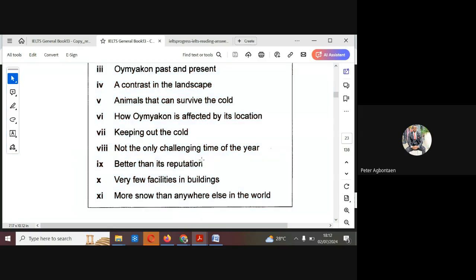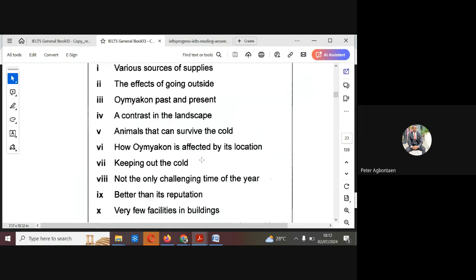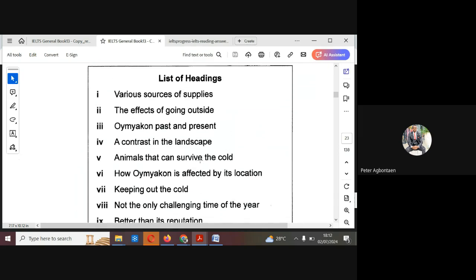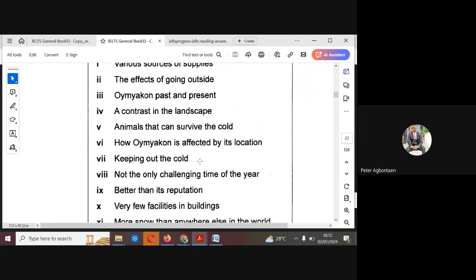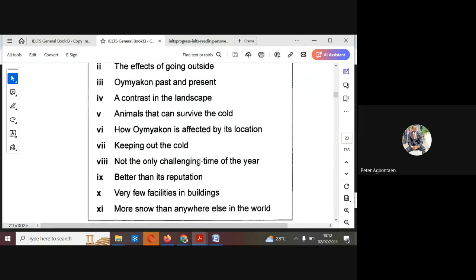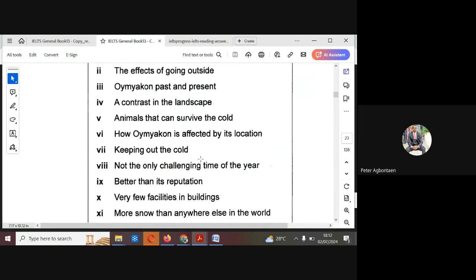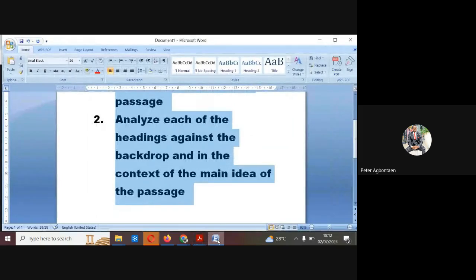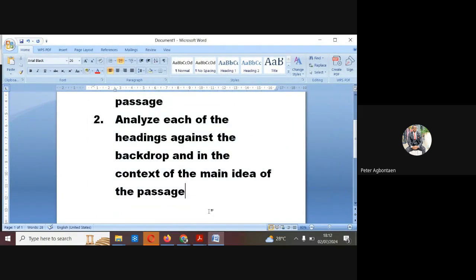So this is what you do. You take your time to analyze each of the headings before you start reading the passage. Once that has been done, you go to the next step. Now, the next step is for you to read the first paragraph, or as they say, skim through the first paragraph.